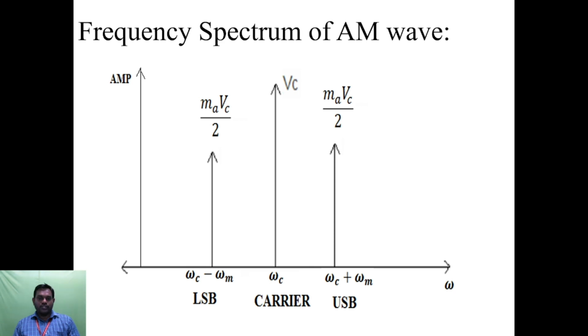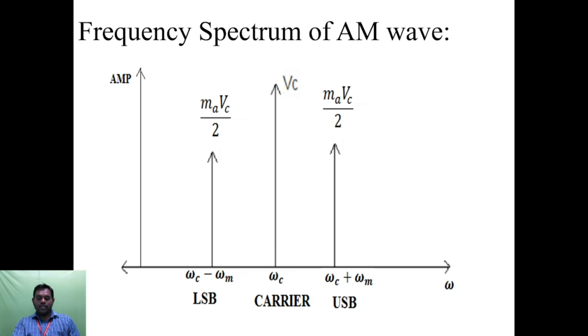This is the frequency spectrum of the amplitude modulated wave. Here the x-axis represents omega, the angular frequency, and the y-axis represents the amplitude of the signal. So the LSB at omega c minus omega m is the lower sideband signal. Omega c is the carrier signal. Omega c plus omega m is the upper sideband signal. So at omega c we have Vc, the amplitude of the carrier signal, and omega c is the angular frequency of the carrier signal.